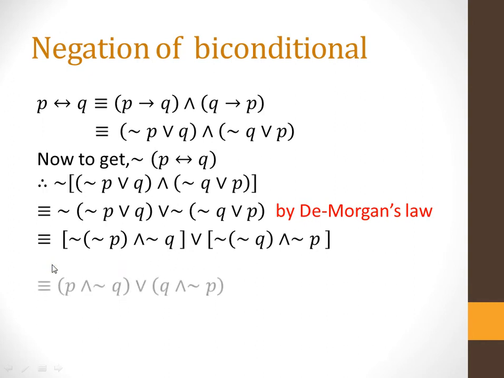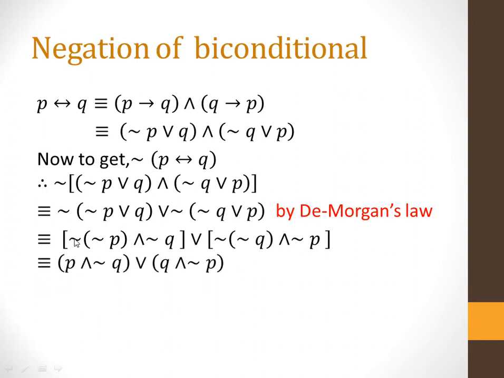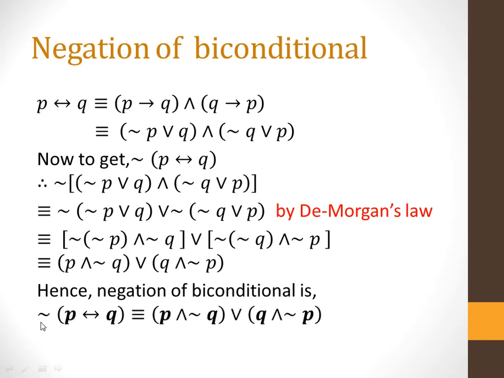Okay, so if you solve this, then finally we get: negation of negation P is P and negation Q, or in another bracket we get negation of negation Q, meaning Q, and then negation P. So as a rule you remember this: negation of biconditional, or negation of double implication, that is, negation of P double implies Q is equivalent to P and negation Q, or Q and negation P.